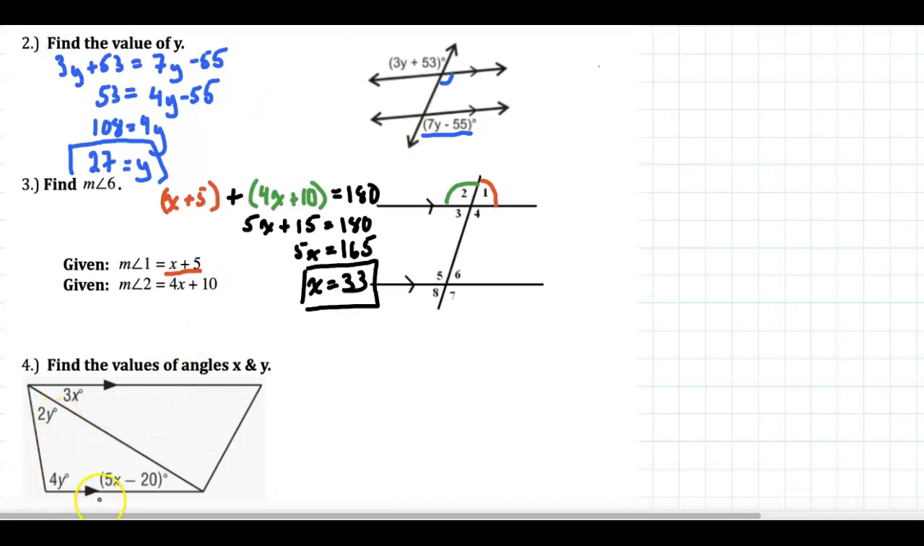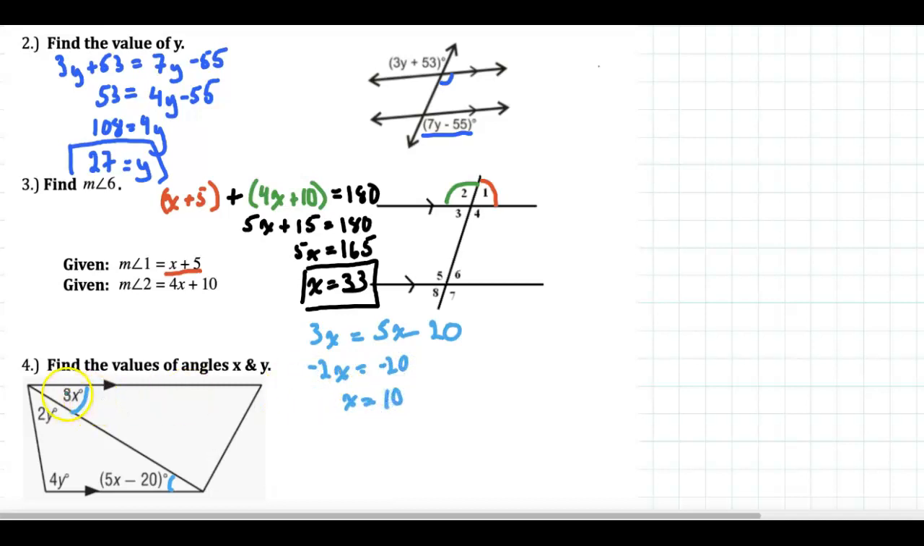We've got two variables, but if we look here, we saw this a lot in number 1. We have alternate interior angles which are congruent, so that's going to be easy. So 3x, that means they're equal, right? Congruent. Equals 5x minus 20. Yeah, okay, so let's see. We've got, I guess I say negative 2x equals negative 20, so x equals 10.